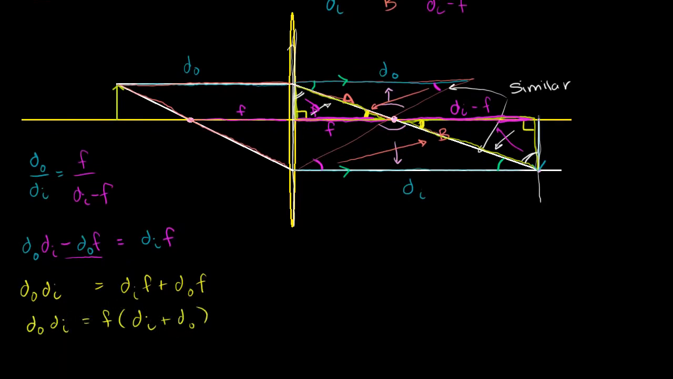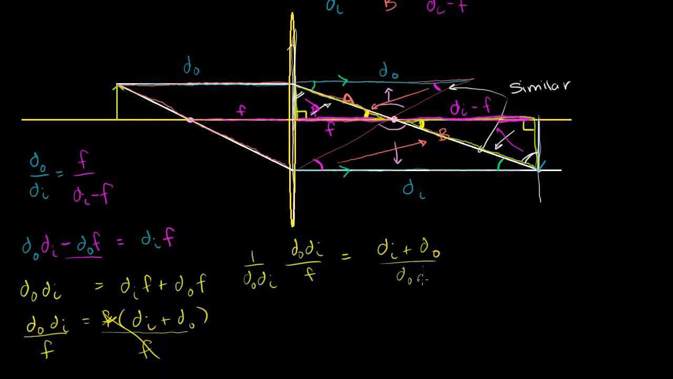And then what can we do? We could divide both sides by f. So this becomes over f, essentially canceling it out. I just don't want to skip too many steps, so let me rewrite what we have here. So we have d naught di over f is equal to di plus d naught. And now let's divide both sides by d naught di. So 1 over d naught di.